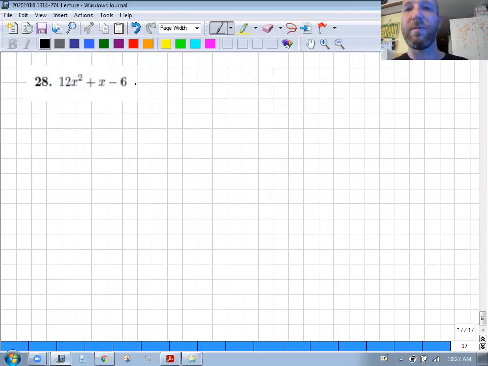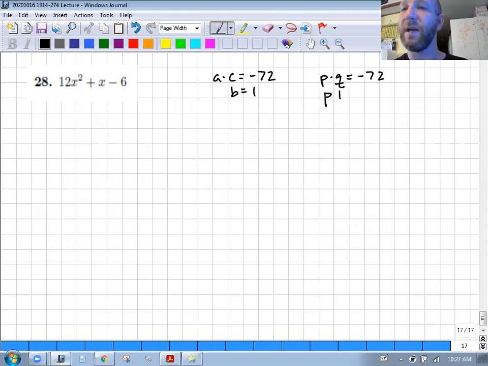Let's look at this one. We can't factor any numbers out. Our A times C is negative 72. Our B is 1. So we need the two numbers that multiply to be negative 72 that add to give us a 1. See, 9 and 8, right? P is 9, Q is negative 8.